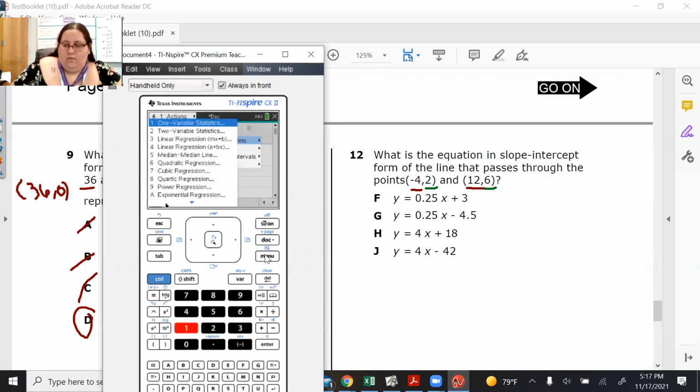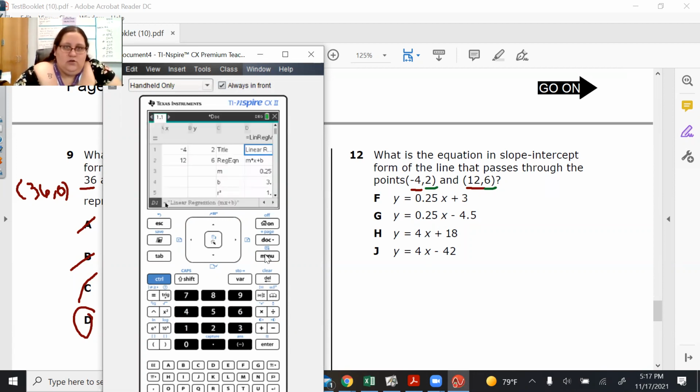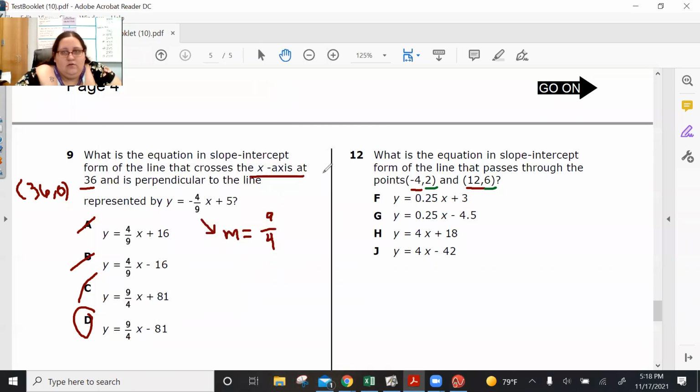Menu 4, 1, 3. X list X, Y list Y. Enter, enter. Okay, so it says my M is 0.25, so we're down to F or G. And my B is 3. So the one that is 3 is F. So you can use linear regression for that.